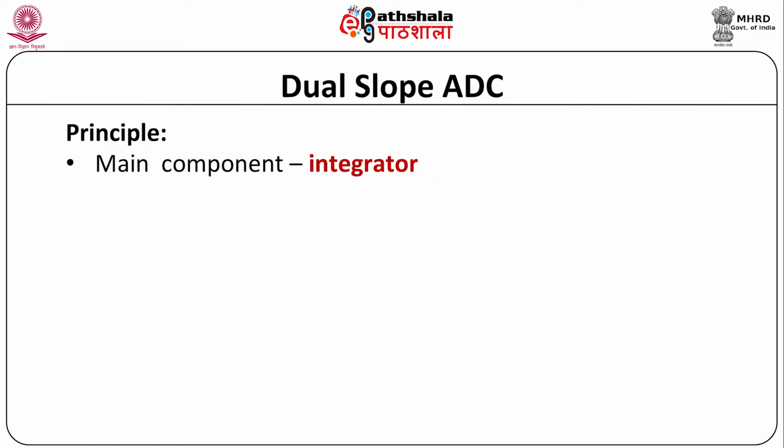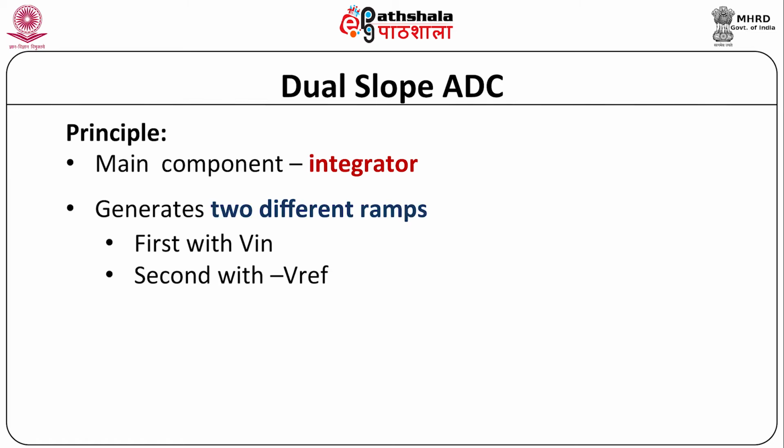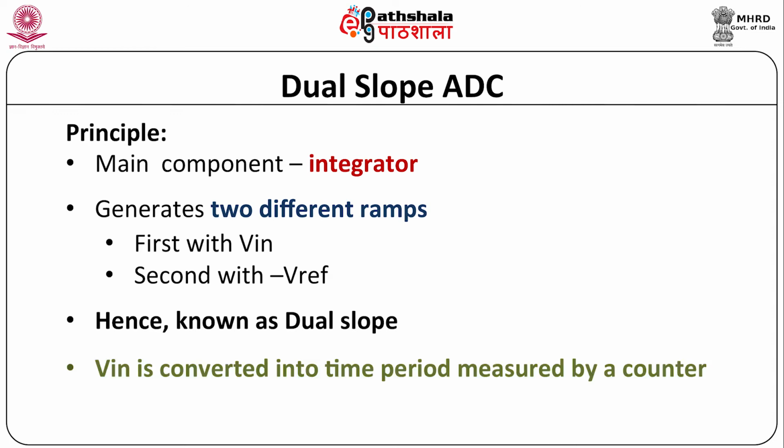In dual slope ADC, the main component is the integrator. The integrator generates two different ramps, one with analog input V in and another with known reference voltage minus V reference. Hence, it is called dual slope ADC. The unknown analog input voltage is converted into a time period measured by the counter. This is basically an indirect method of analog to digital conversion.